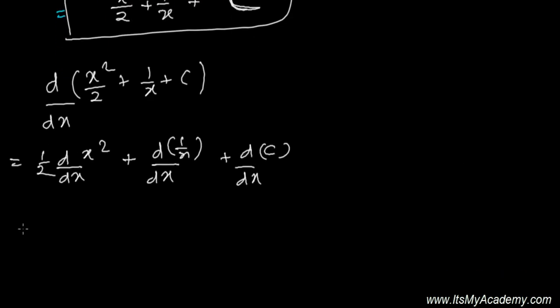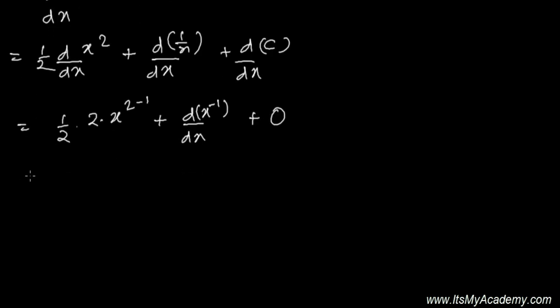Further it's 1 by 2, and just using the power rule, 2 times x to the power 2 minus 1, and again plus the derivative of 1 by x, which is simply the derivative of x to the power minus 1, and the derivative of the constant is 0. And further you go, this 2 and this 2 will cancel, and you'll get simply x plus, see, this is x to the power minus 1, so it will be minus 1 times x to the power minus 1 minus 1. I'm just using the power rule here. So it's x, and plus minus, it's minus 1 over x squared.